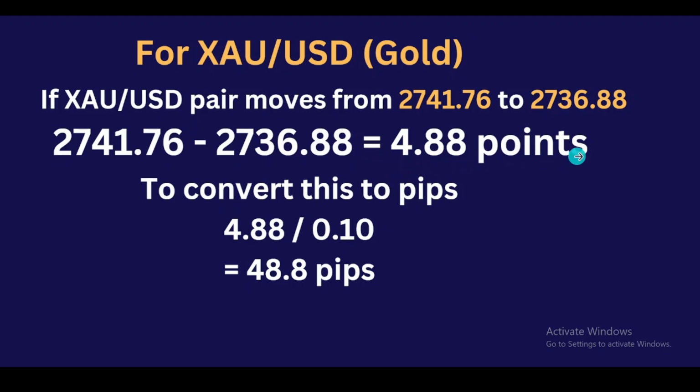All right, so this point here, in order to get our pips, we are going to convert this to pips. To convert this to pips, we are going to bring this value, 4.88, down and divide it by 0.10. That's the formula, 0.10. We want to divide whatever value or point you got by 0.10. You are just going to get your pips, right? So this is it. The answer is 48.8 pips, approximately 49 pips. So this is how to calculate your pips. Let me just show you on the chart.